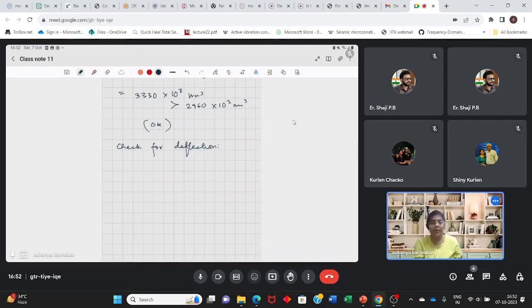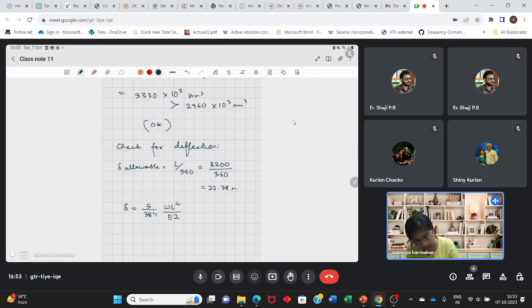Now, how much maximum deflection is allowable in a beam? L by 360. So delta allowable is effective span by 360. What is effective span? 8.2 meters. So it's 22.7 meters. Now, how much moment of inertia? This deflection is actually 5 by 384 WL to the power 4 divided by EI.